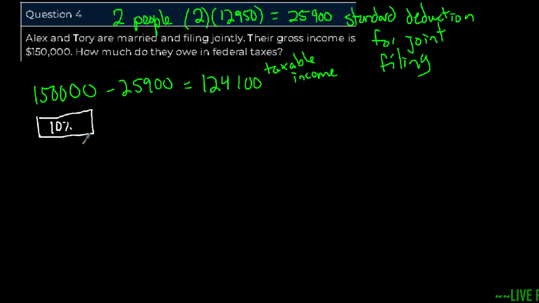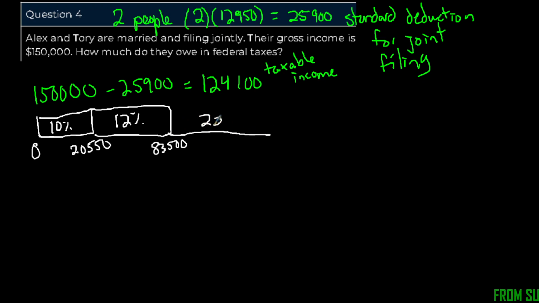Okay, so we're going to say from 0 to 20,550. And we say 12% is going to be up to 83,500. And then we get our next bracket, which is 22%. We say up to our amount, which is 124,100. So let's subtract these out.